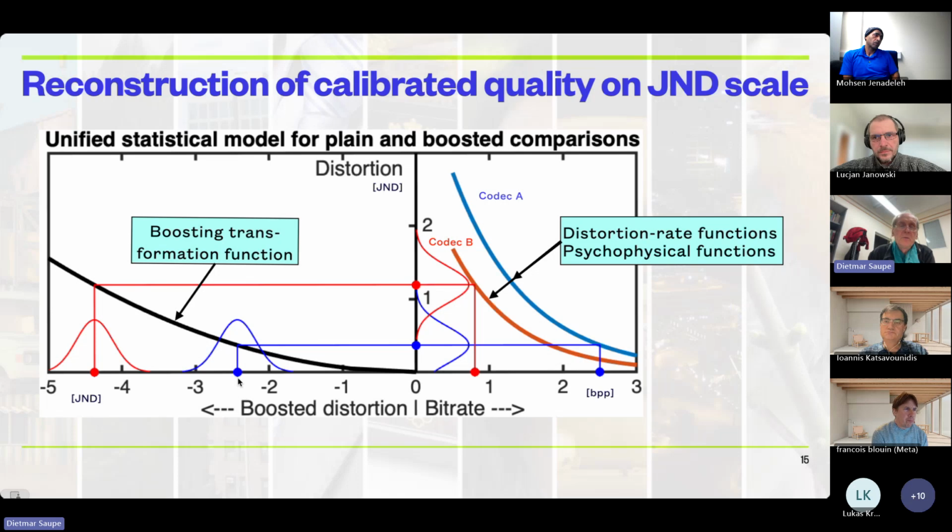So yes, we do get information for the boosted stimuli more easily than for the plain stimuli, and we merge this information in a statistically meaningful way with this boosting transformation that we estimate, to come up with small scale differences of fractions of JND units, and that's statistically reliable.